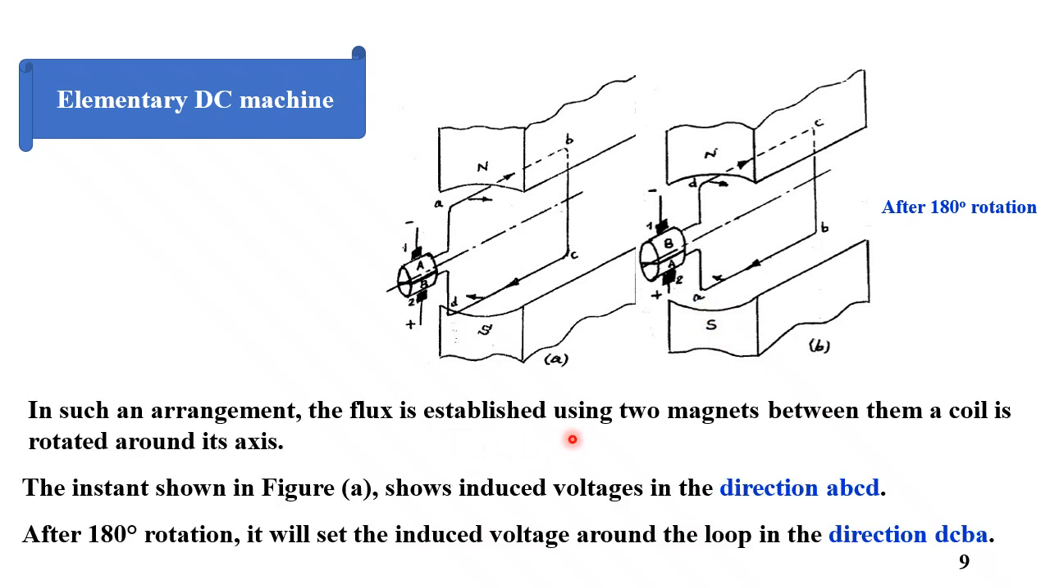In such an arrangement, the flux is established using two magnets. Between them, a coil is rotated around its axis. At instant figure A, the induced voltage direction is from A to B to C to D, and after 180 degree rotation, it will set the induced voltage around the loop in the direction D, C, B, A.